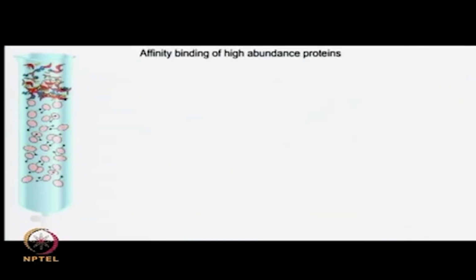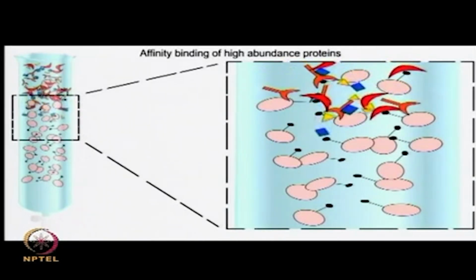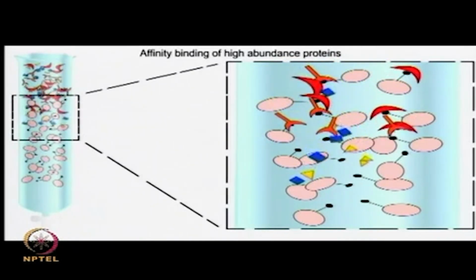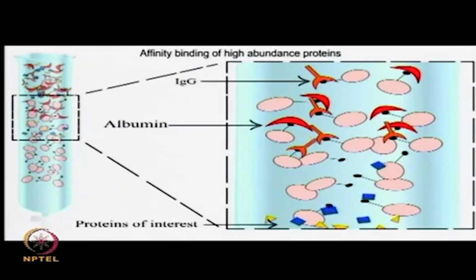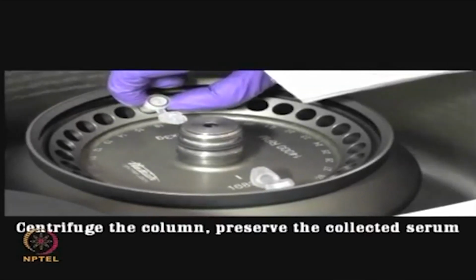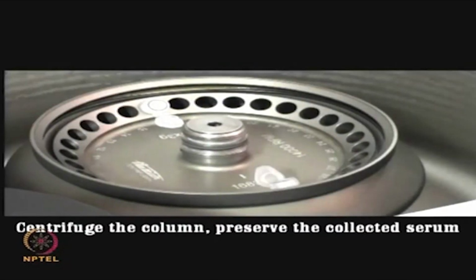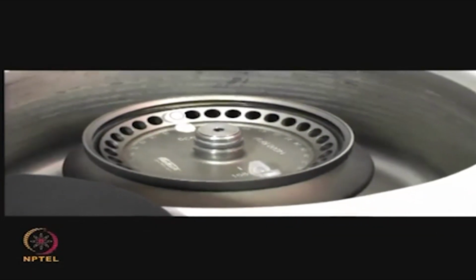This allows the high abundance proteins to bind to the affinity matrix of the column while the rest of the proteins remain unbound. Again, centrifuge the column and collect the serum that remains at the bottom of the tube for further processing.